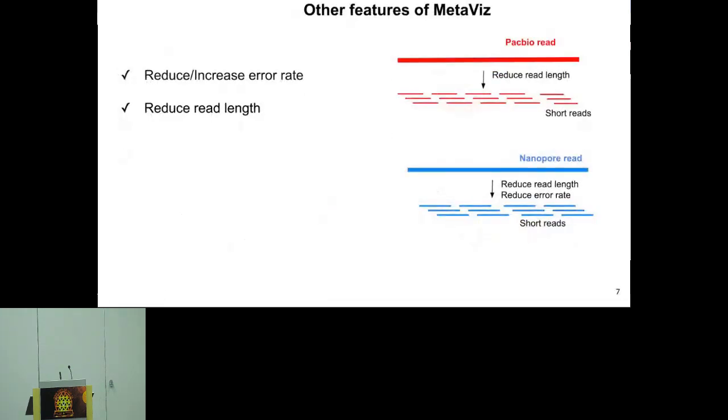So what are the other features of MetaViz? Other features include converting PacBio reads of a mock community into short reads by reducing the read length, or generating overlapping reads. Similarly, for nanopore reads, MetaViz is going to reduce the read length as well as the error rate in those reads, and ultimately create the new benchmark.